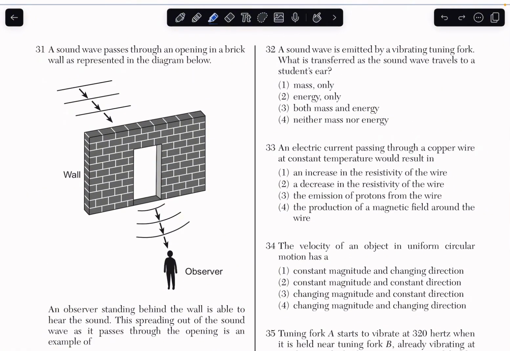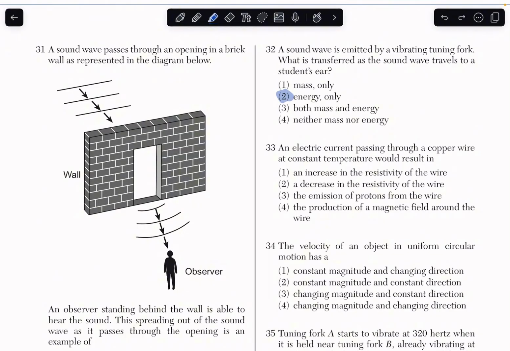32. A sound wave is emitted by a vibrating tuning fork. What is transferred as a sound wave travels to a student's ear? Any type of wave is just going to transfer energy. There's no mass in a wave, so it's impossible for it to transfer mass. So the answer to this is going to be 2.